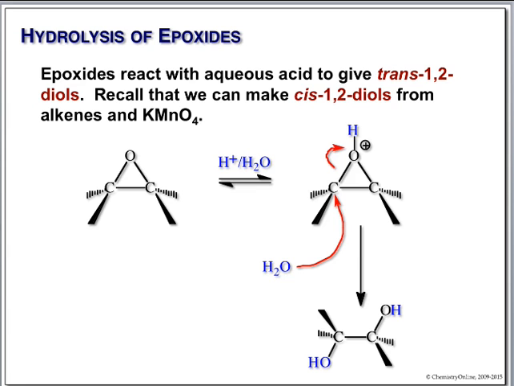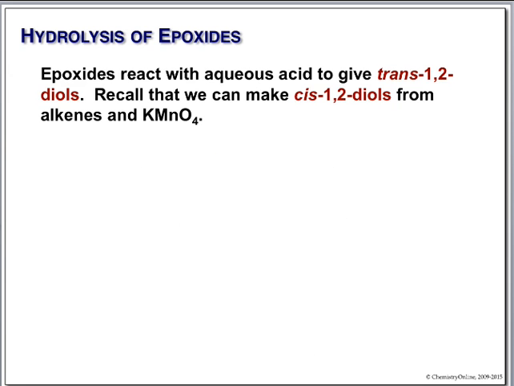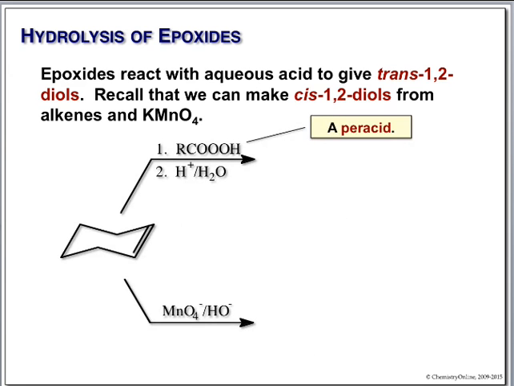However, look at this 1,2-diol that we just made. What's its stereochemistry? These guys are trans to each other, aren't they? Just like with the bromonium ion, water has to come in the backside. All right, so we know how to make trans 1,2-diols, and with permanganate, we can make cis 1,2-diols. Therefore, if I gave you this problem, draw me the two products.